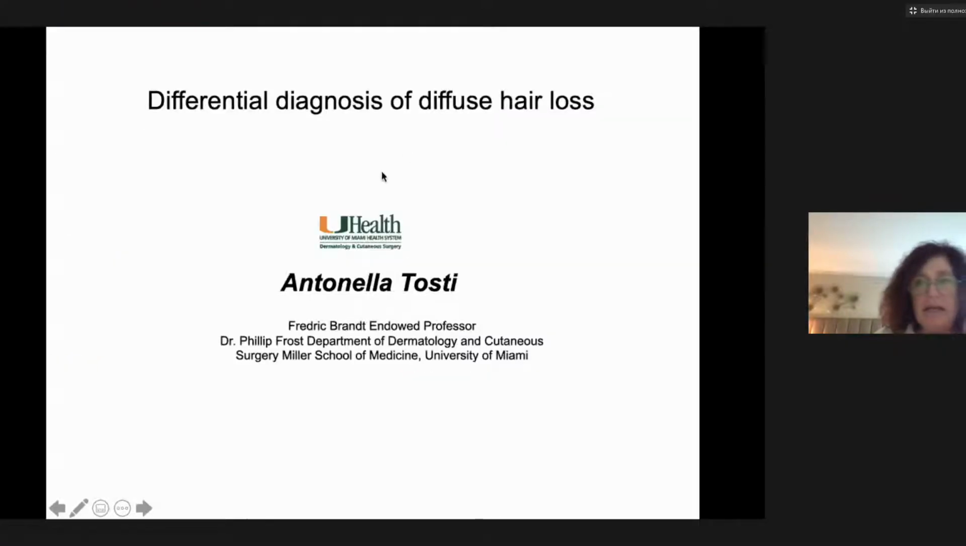I'm discussing today the differential diagnosis of diffuse alopecia. So this is more on diagnosis than on treatment, but as you may understand, diagnosis is very, very important because we need to know what we treat. And diffuse alopecia may be a sign of many different diseases.